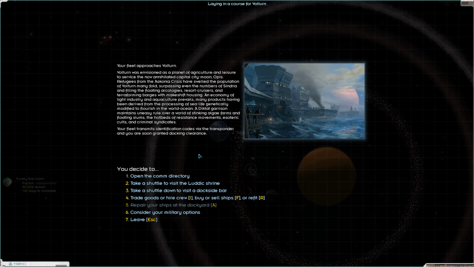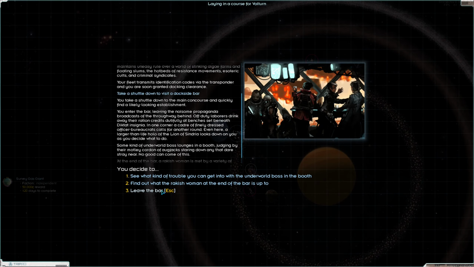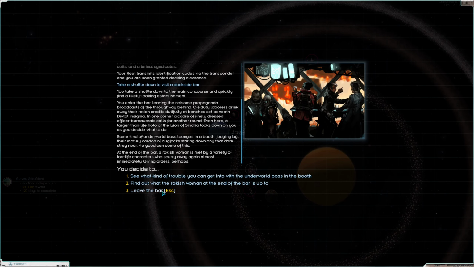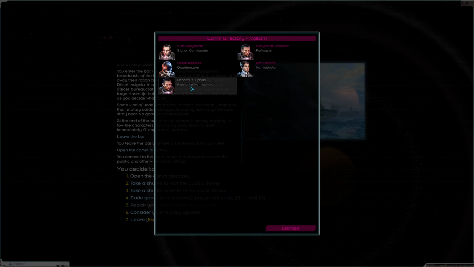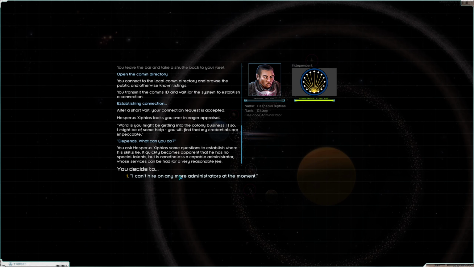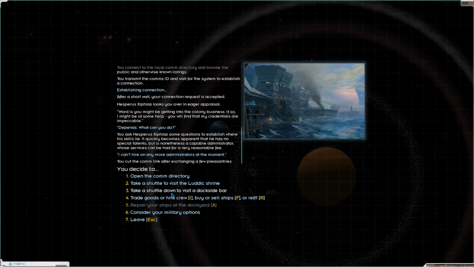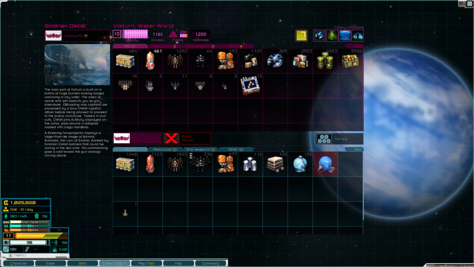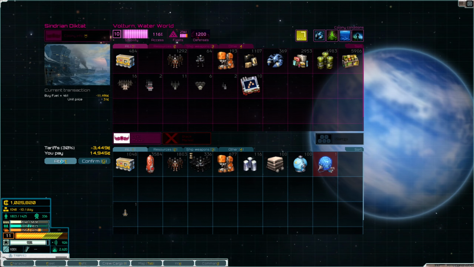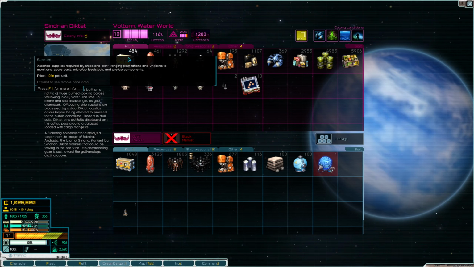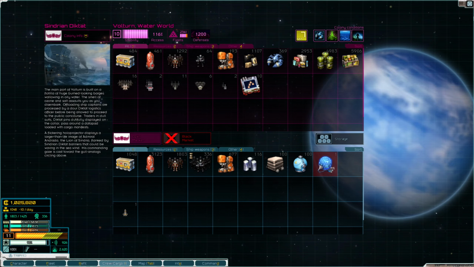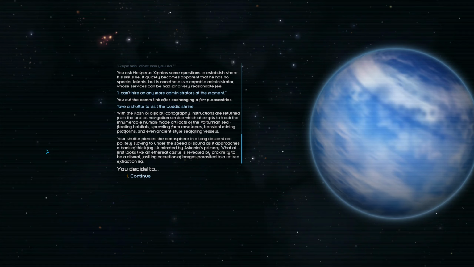Okay, here we are at Volturn. Let's check the bar. Nothing. I am actually looking for more administrators at some point. Can't hire any more, but if we have one pop up that has industrial planning, I might like to grab them. Let's see. Anything I need here? You know what? I'm going to get some from Sindria. That's fine, I think. Let's go to the shrine.